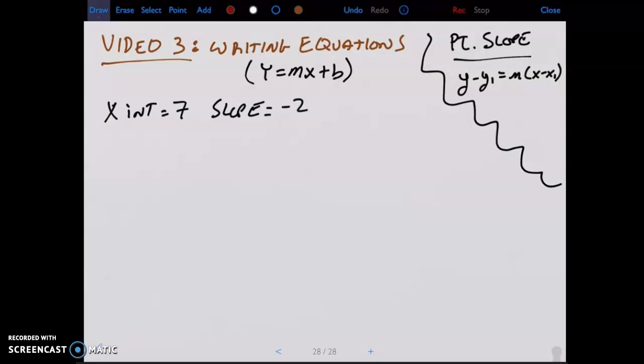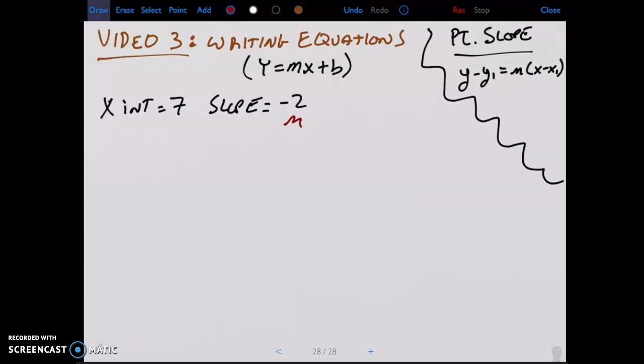So you're thinking, you didn't give me a point. You gave me a slope, right? You gave me this slope right here, but you didn't give me a point. Well, actually, I did. The x-intercept can be written as a point. It can be written as the point 7, 0. So now I have a point and slope. I can write my equation.